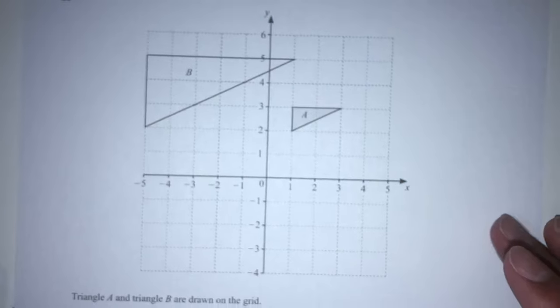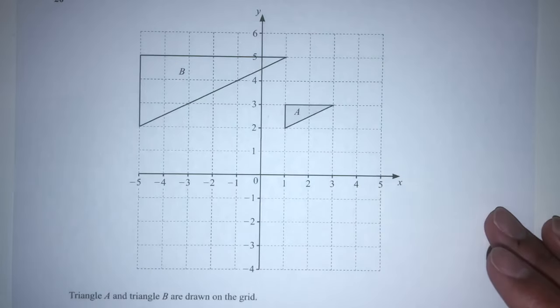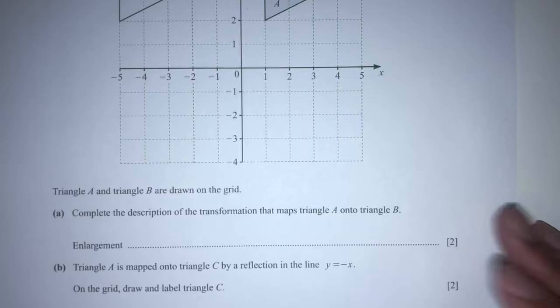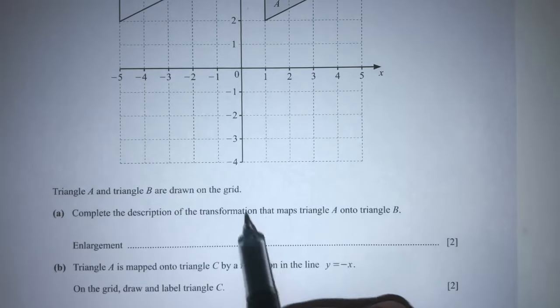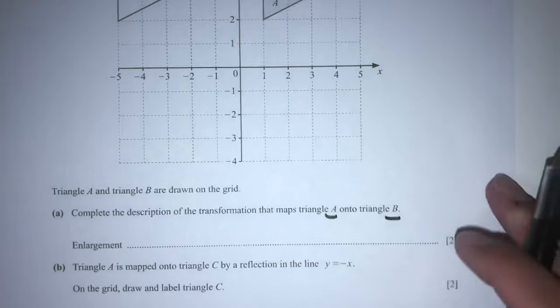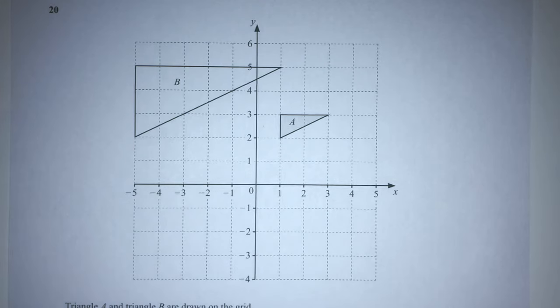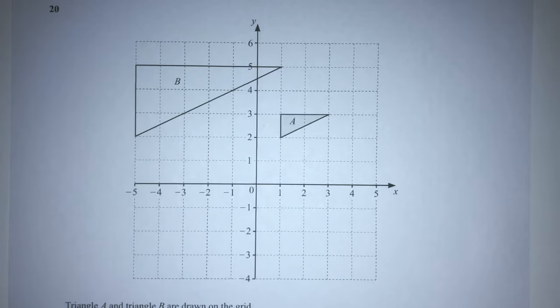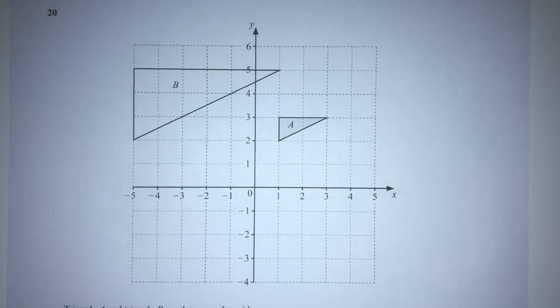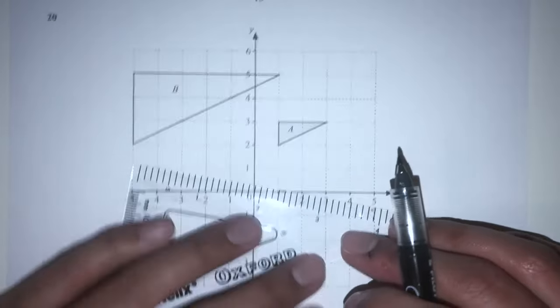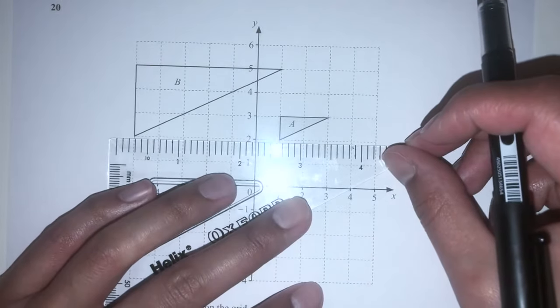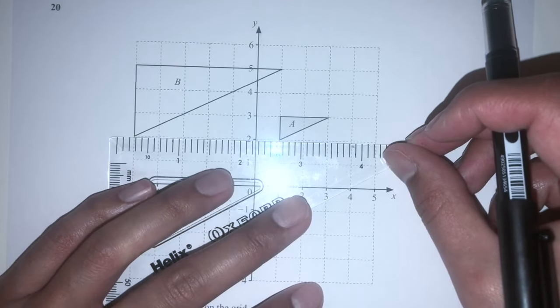Now let's move on to question 20. So here we have two shapes, two triangles, A and B. Let's see what the question is. Complete the description of the transformation that maps A onto B. So from A to B, if you observe, you can see the sides have changed. You can assume that should be what? An enlargement, right? And now, of course, for enlargement, we have to find the scale factor as well as the point of the center of enlargement.